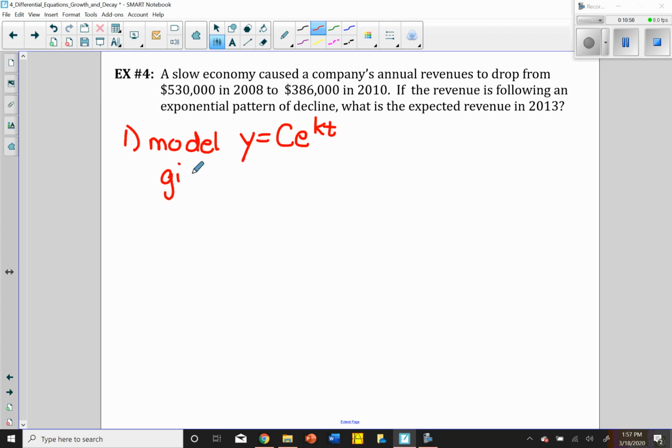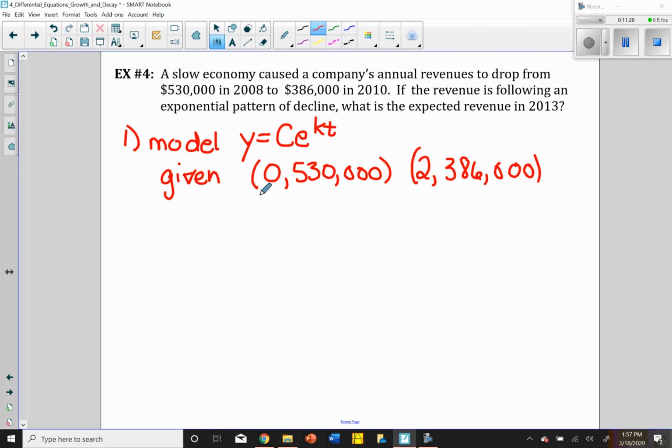We were given some initial information. We know when time is 0, that's 2008, they had 530,000 in revenue. When time is 2, they had 386,000 in revenue. That was in 2010. And we also know that this is our C value right here, 530,000. So we can use that to find the k value in our model.